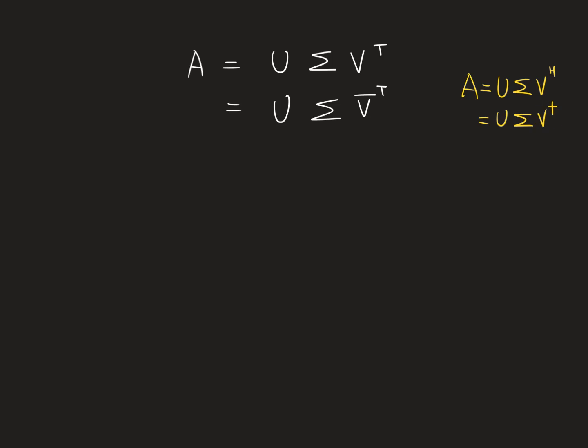Anyway, the size of A is M by N, so it is a general matrix, M by N, and U is M by M, and sigma is M by N, and V transpose is N by N. So we will call this the full size form of the SVD.